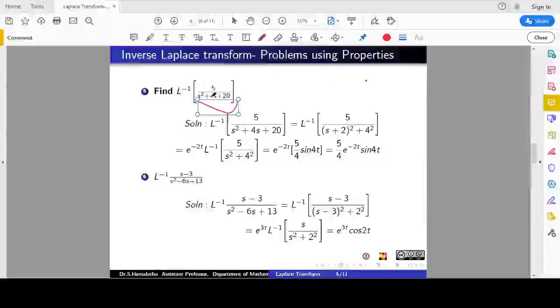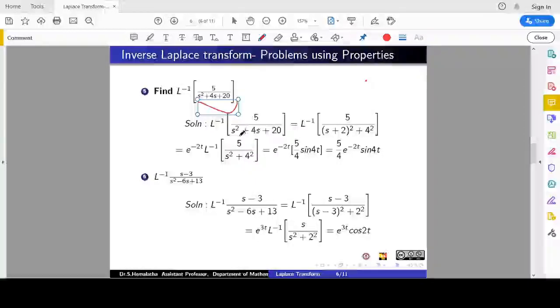It's a quadratic function, but it's not factorizable. If it is factorizable, I can go ahead with partial fractions, but it is not factorizable into real factors. So what we can do is rewrite it in a quadratic form. You just write s square plus 4s as s plus 2 whole square. So there will be a plus 4 added to this term, subtracted from the other. So you will be getting 16, that is written as 4 square.